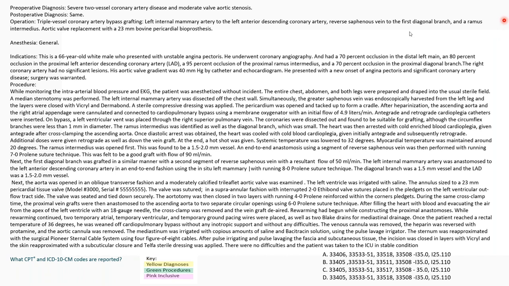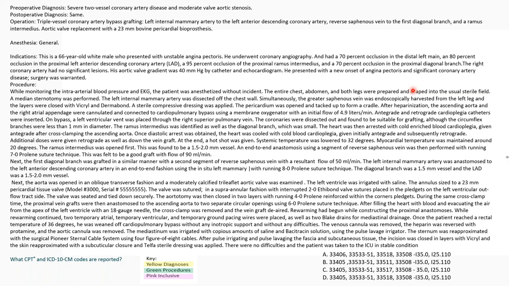Okay, coders. What CPT and ICD-10-CM codes are reported? A, 33406, 33533, modifier 51, 33518, 33508, I35.0, I25.110. B, 33405, 33533, modifier 51, 33511, 33508, I35.0, I25.110. C, 33405, 33533, modifier 51, 33517, 33508, I35.0, I25.110. Or D, 33405, 33533, modifier 51, 33518, 33508, I35.0, and I25.110. The preoperative diagnosis is severe two-vessel coronary artery disease and moderate aortic valve stenosis.